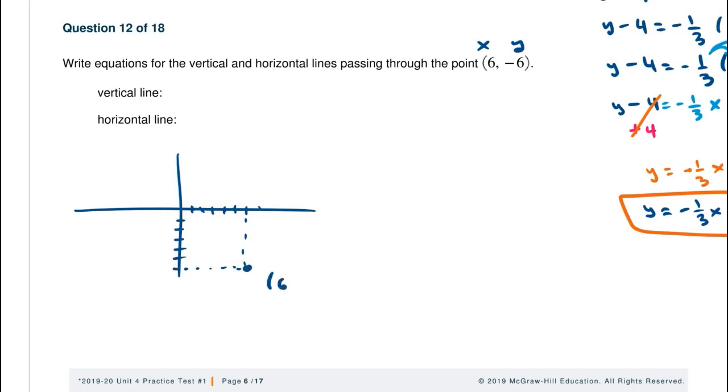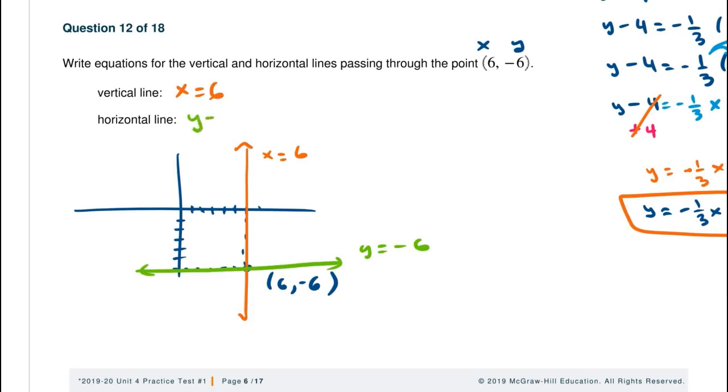So if my point is (6, -6), the vertical line, which is the line going up and down through this point, will have the x value 6, x equals 6. And the horizontal line through that point is y equals negative 6. That's it. They just need you to write out the equation for the vertical line and the horizontal line through the point (6, -6).